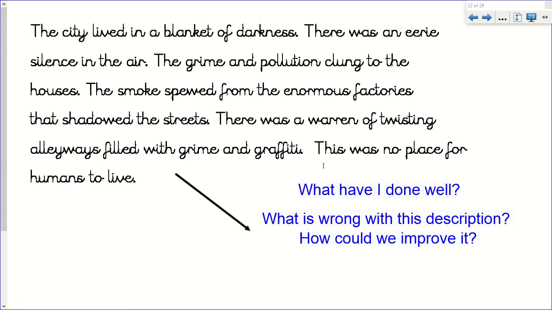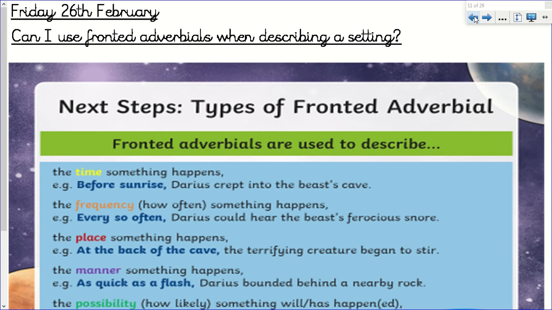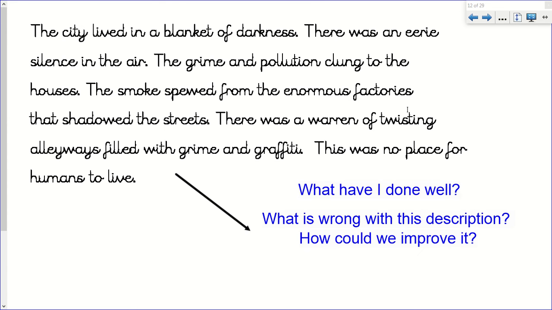But what is wrong with this description? What do you think I could do to improve this description? Well, think about what our can I is. Can I use fronted adverbials when describing a setting? Now, have I used any fronted adverbials? No, I haven't. So let's have a look.